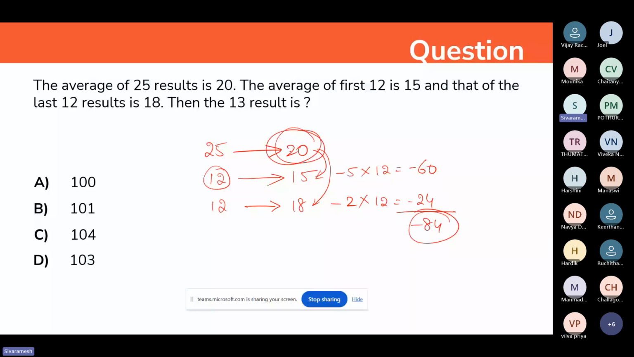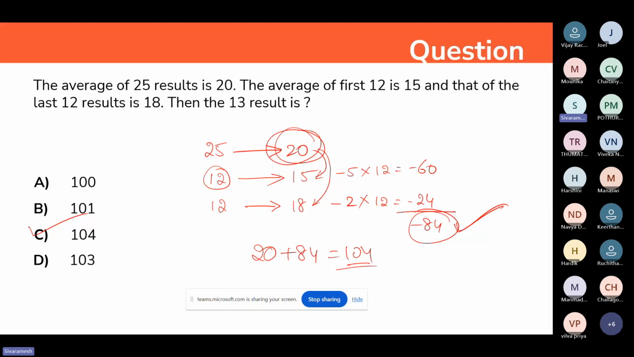I mean the total value, 25 students, the entire class, average is 20, right? You take the 20, and based on this value, if you get -84, you need to do +84. If it is +84, you need to do -84. The symbol has to change. So the answer is 104. So the 13th result will be 104. Yes, very good. Almost everybody posted your answers in the chat box. 104. Very good. Nice.